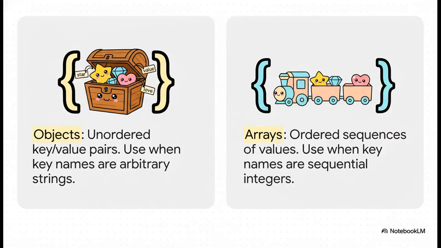So the big question, when do you use an object and when do you use an array? Honestly, the rule of thumb is pretty simple. You use objects with their named keys when you have an unordered collection of properties. Think of it like a dictionary. You use arrays, the ones in square brackets, when what you have is an ordered list of items where the sequence matters.